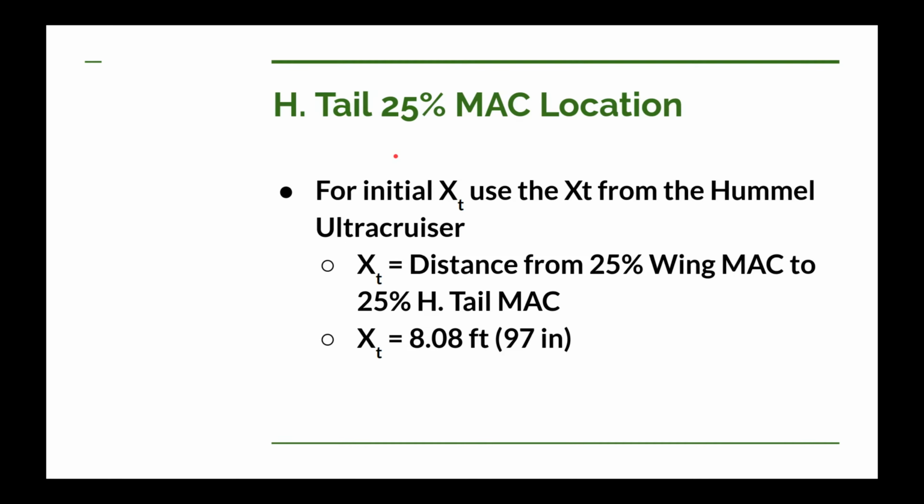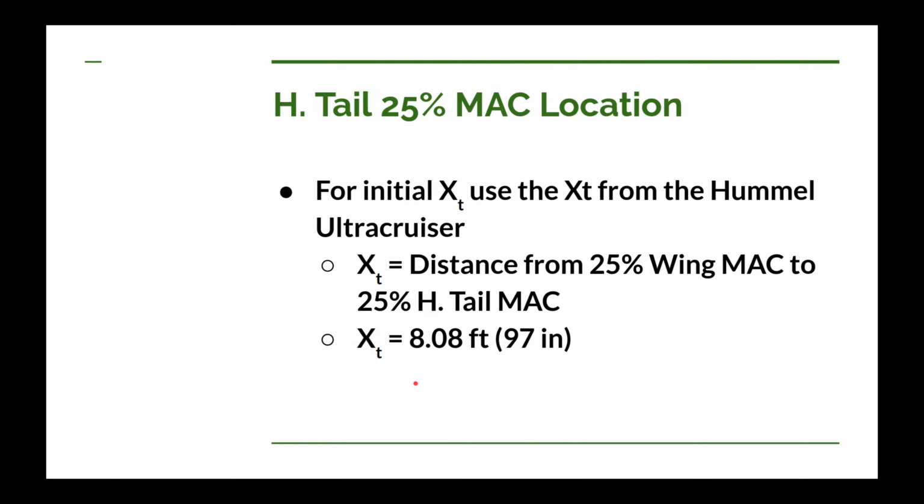Just as a starting point, I decided to cheat a little bit, and I used the example of the Hummel Ultra Cruiser. I got out the plans and did some calculations and figured out how far the horizontal tail's 25% mean aerodynamic chord was from the wing's 25% mean aerodynamic chord. What I came up with was roughly 8 feet, about 97 inches. So that's what we're going to use for our XT.